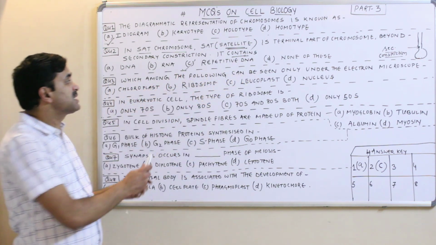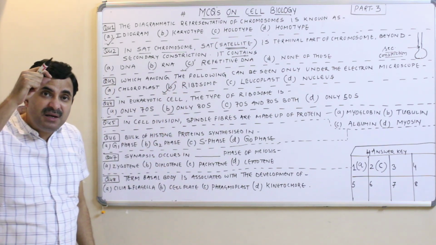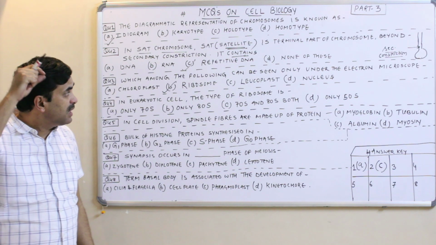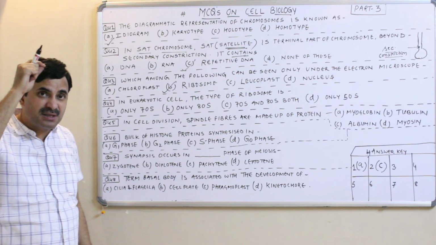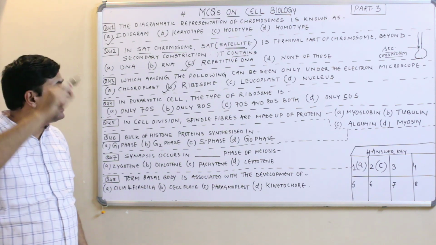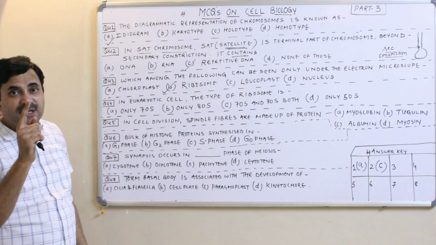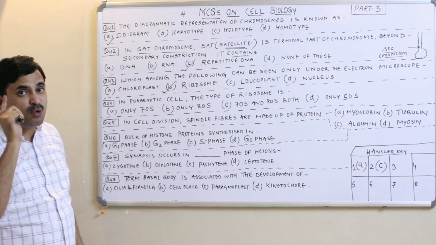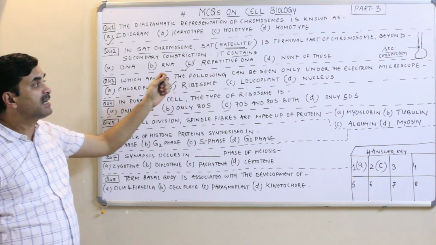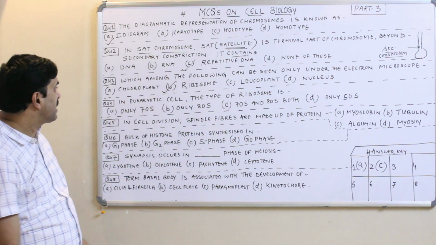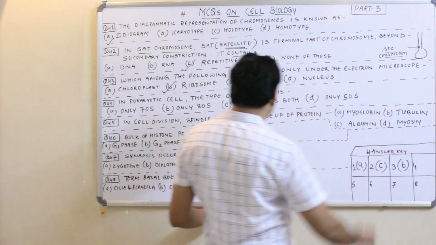Ribosome is the answer, because ribosomes are the smallest membraneless cell organelles. Remember this, ribosomes are the smallest membraneless cell organelles, with a size of 150 angstrom to 250 angstrom only, and that's why they can be seen only under the electron microscope. Question number 3 has the answer B.